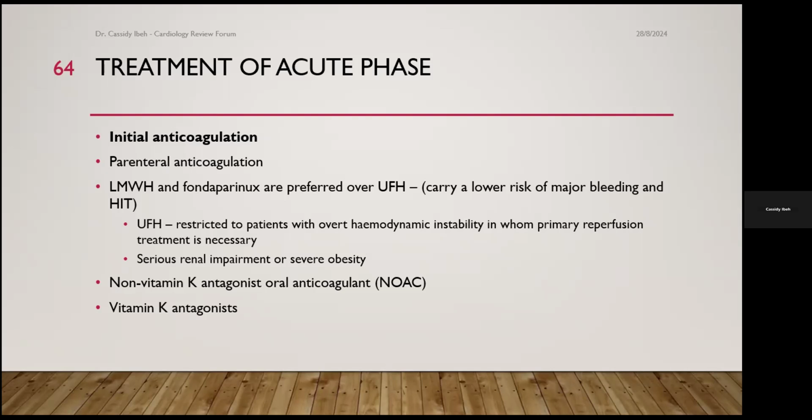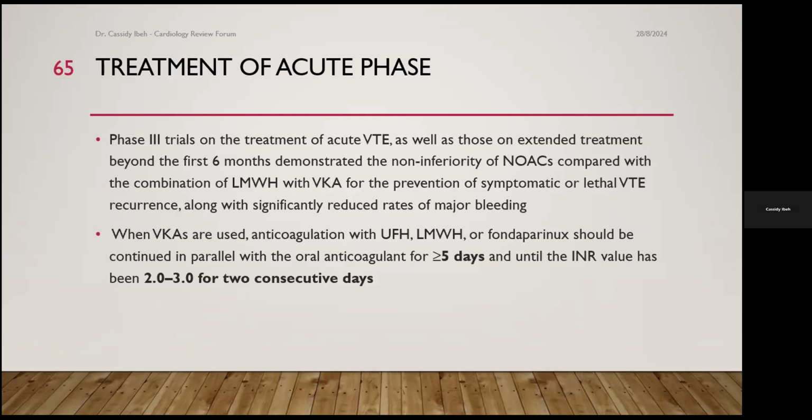Okay, so other anticoagulants that can be used are the NOACs, okay, and then vitamin K antagonists and warfarin. Now, there's actually a phase 3 trial in the treatment of acute PE and DVT, as well as those on extended treatment beyond the first 6 months. It was noted that there's a non-inferiority of NOACs compared with the combination of low molecular weight heparin and vitamin K for the prevention of symptomatic or fatal VTE recurrence.